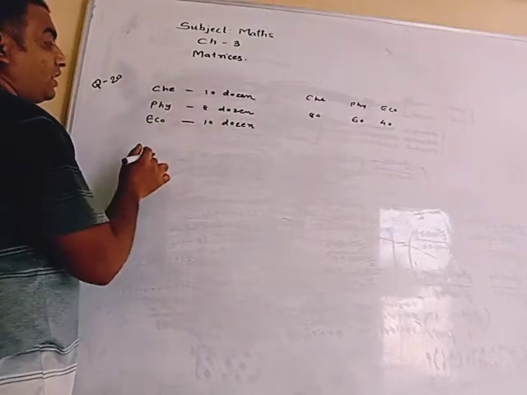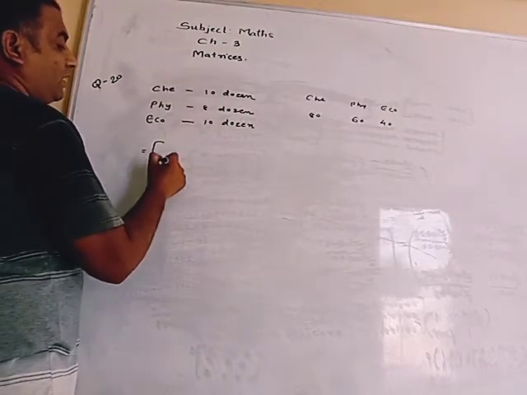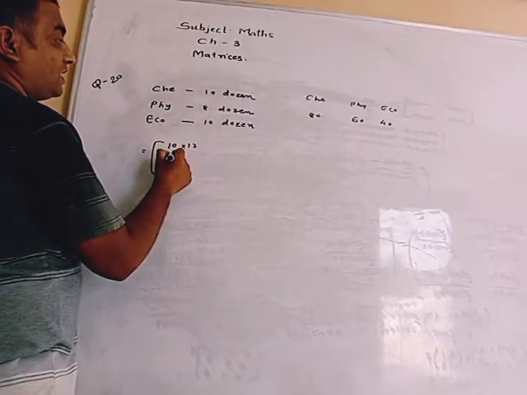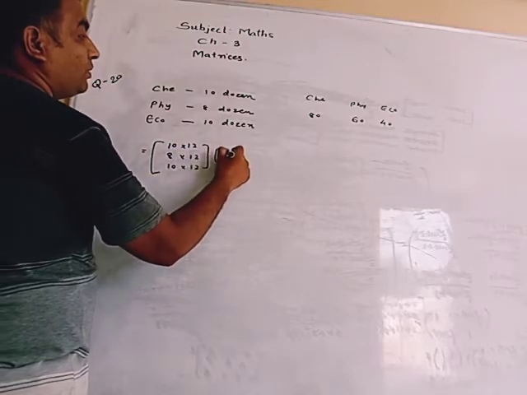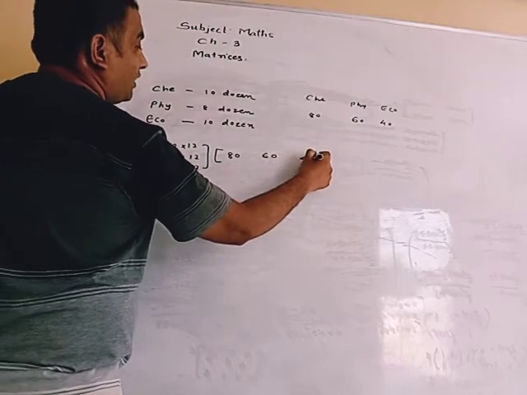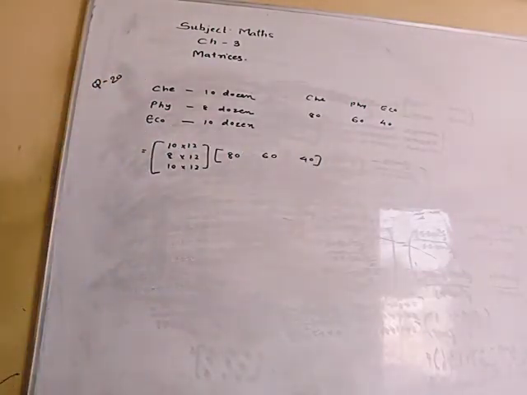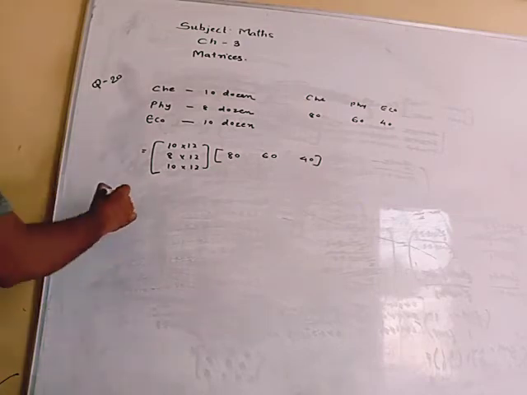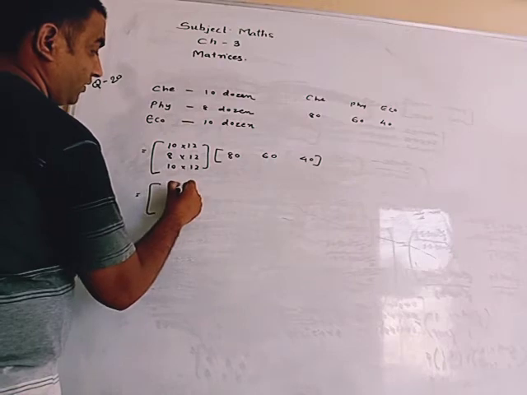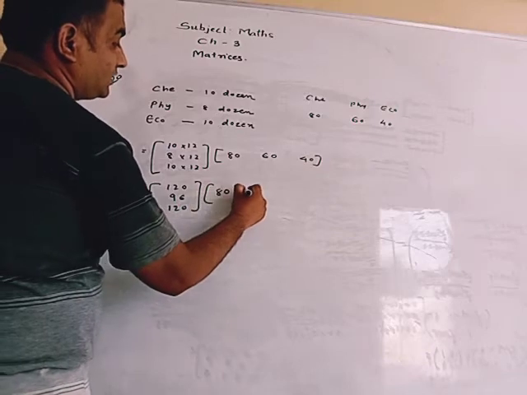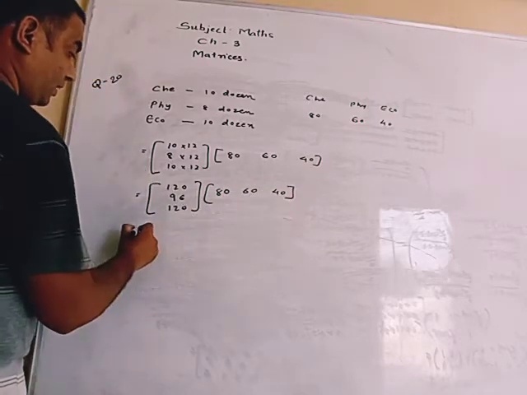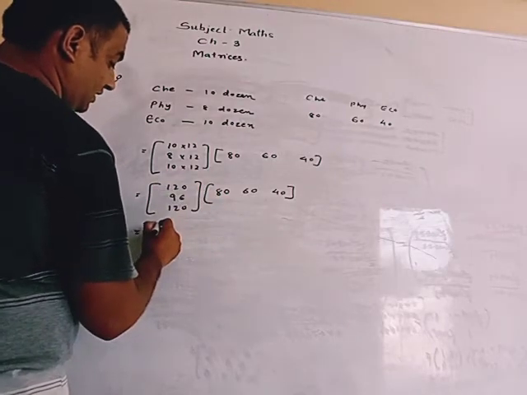So we have to convert dozens into total quantity. Then the matrix can be written as 10 into 12, because 1 dozen equals 12, 8 into 12, and 10 into 12, multiplied by the prices 80, 60 and 40. So we multiply and we get 120, 96, 120 and 80, 60, 40.